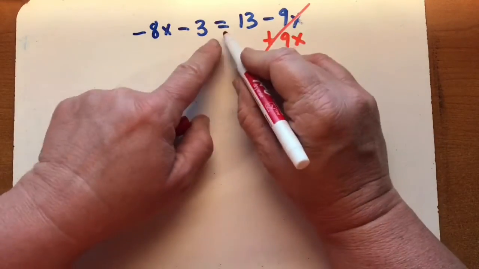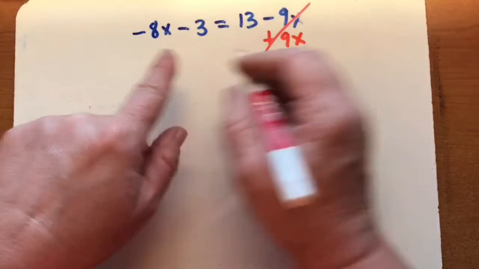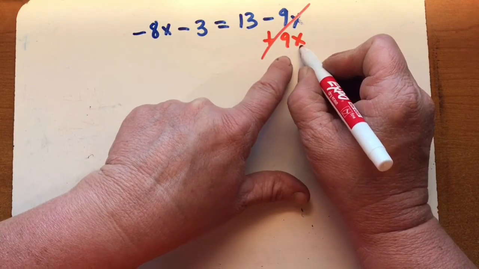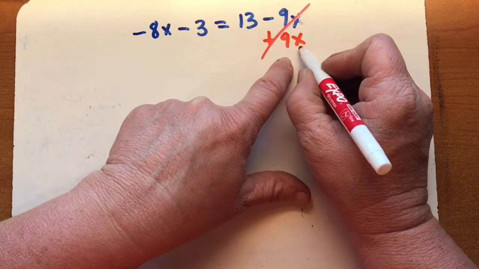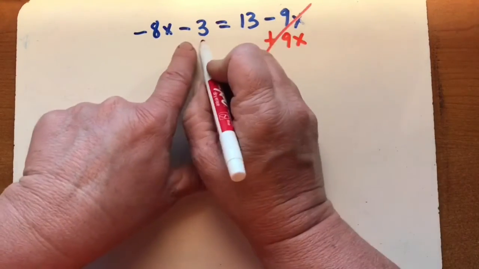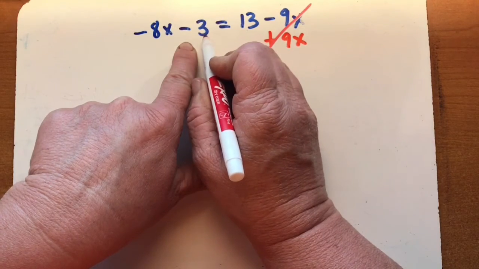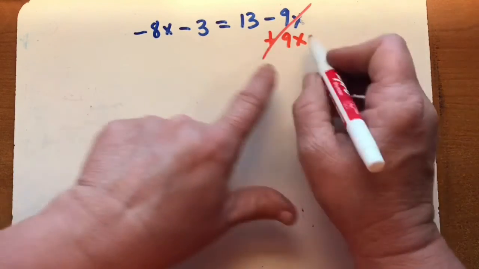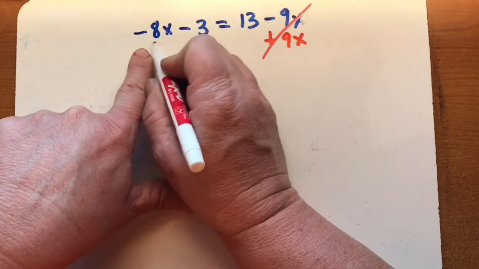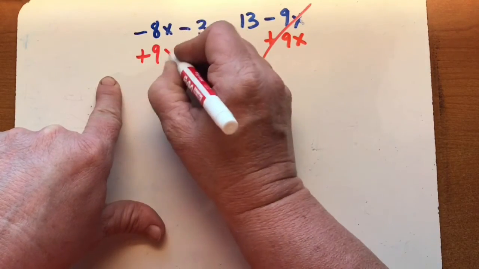Whatever I do to this side of the equal sign, I have to do the same exact thing to this side. And remember, I got to line up my x's with my x's. So I'm not going to put the 9x here under the 3 because this 3 doesn't have an x. So they don't go together. They don't match. I'm going to put this 9x under the 8x so that the x's line up. Okay, so I'm going to add 9x here.